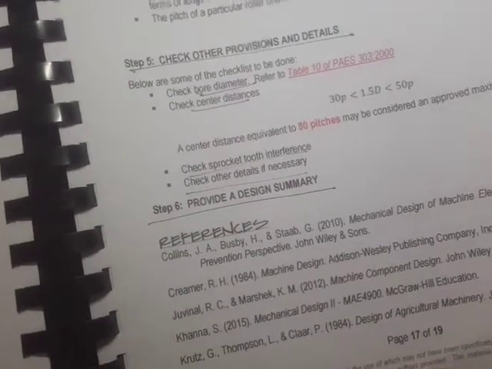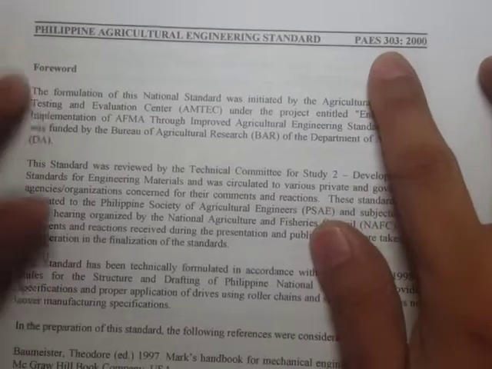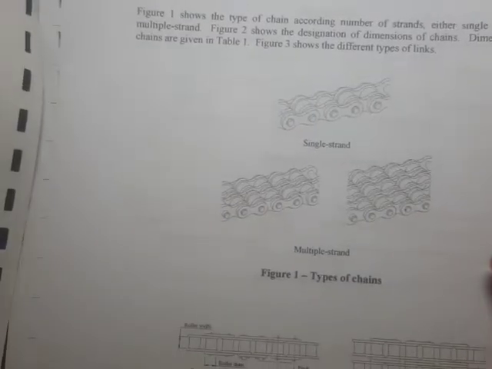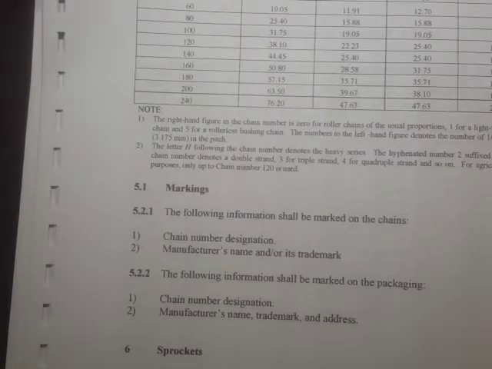Okay, so that's enough, and we'll now discuss the contents of this PAES. For the chain drive systems, we have here the PAES 303, 2000. You can just read the terminologies right here, but I'd like to discuss the tables.